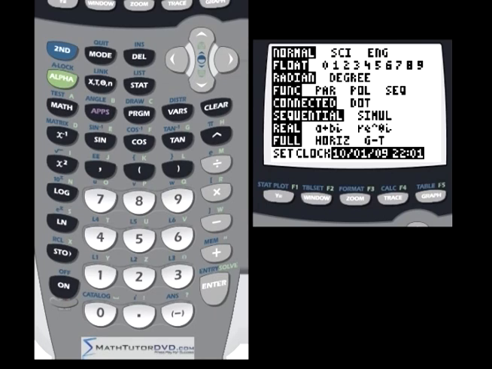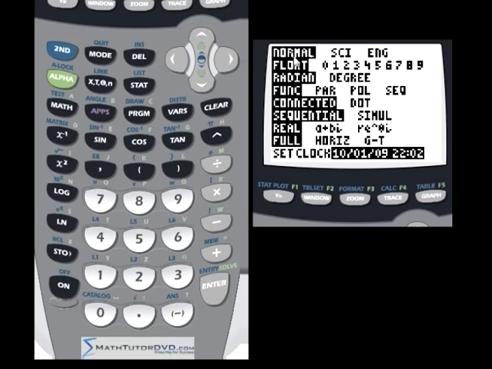So this is the number mode. It means that the numbers are going to be displayed normally. In other words, they're not going to be displayed in scientific notation, which is the next option here, and we'll talk about scientific notation in a second. Also underneath it, you see the word float highlighted. That means floating decimal. A floating point decimal means that there could be any number of digits after the decimal point. It just depends on what you're calculating.